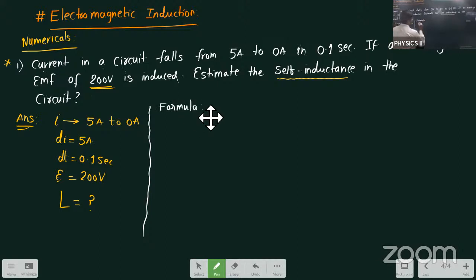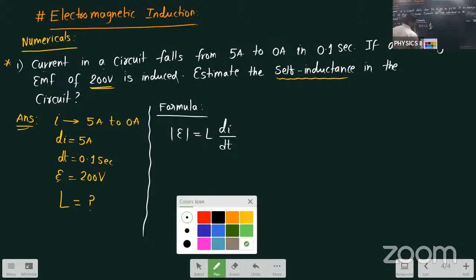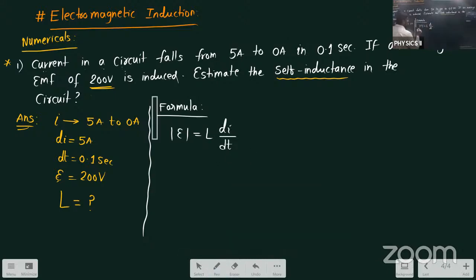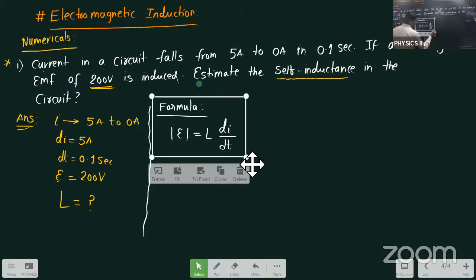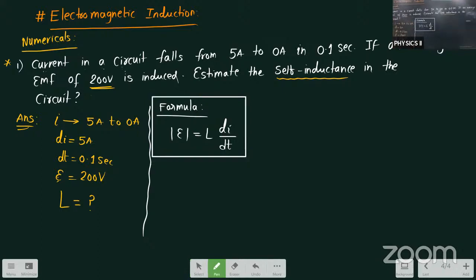What is the formula for this particular given thing? We know that the average EMF induced is given as, I am taking the modulus because the negative sign will be there. The negative sign represents the opposite direction. So whenever I include this modulus, I can neglect that negative sign. EMF E is given as L into dI divided by dt. For writing this formula, you will be getting 1 mark. For writing the given things, you will be getting 1 mark. So what is the formula for average EMF in the case of self-inductance? E is equal to L into dI by dt.